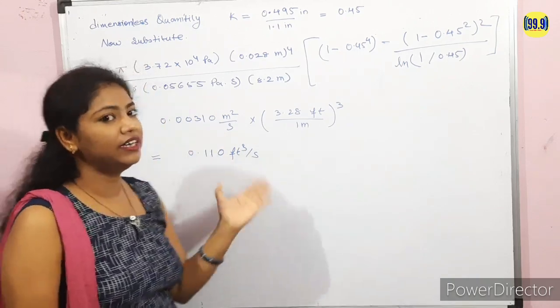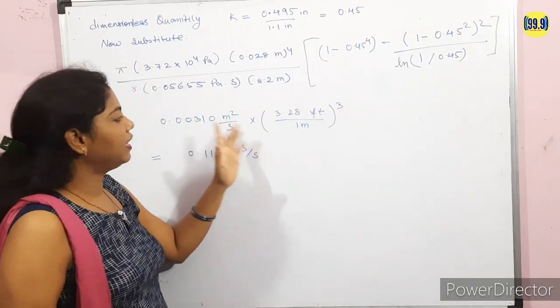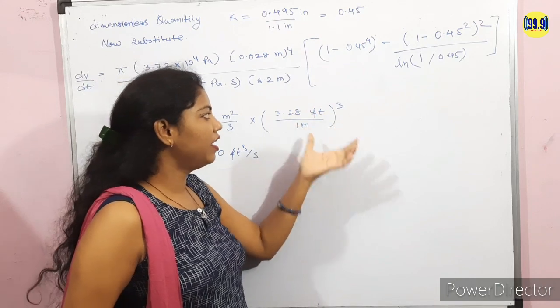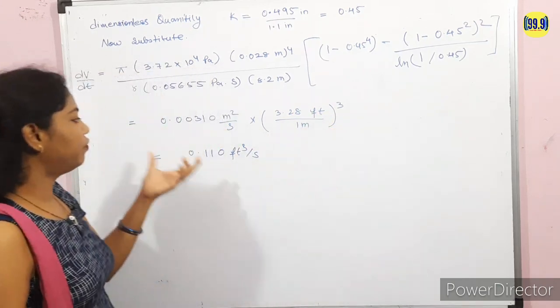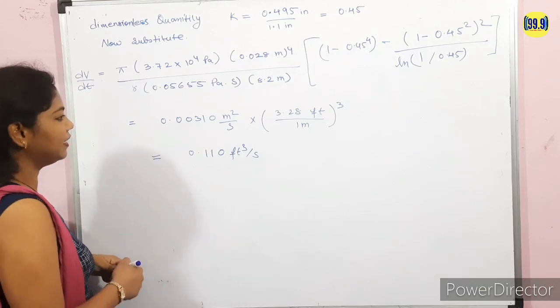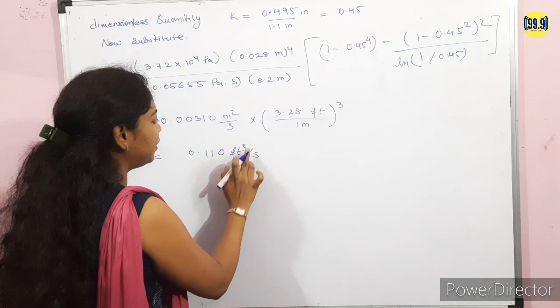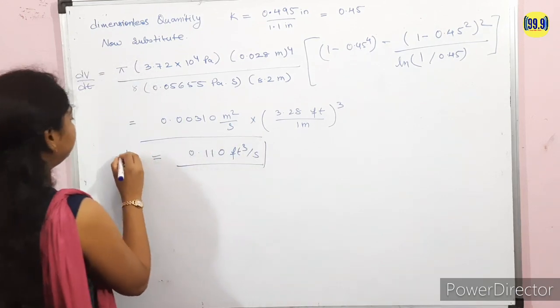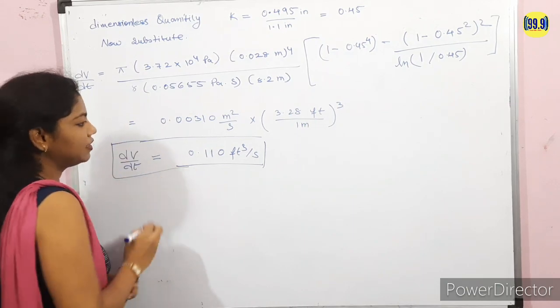Now we have to convert it again to the FPS system, that is we take 1 meter equal to 3.28 feet, and we simply cube it. So finally we get 0.110 feet cube per second. This is the main answer, that is our volumetric flow rate. All right.